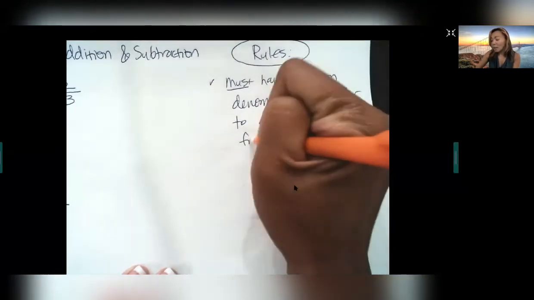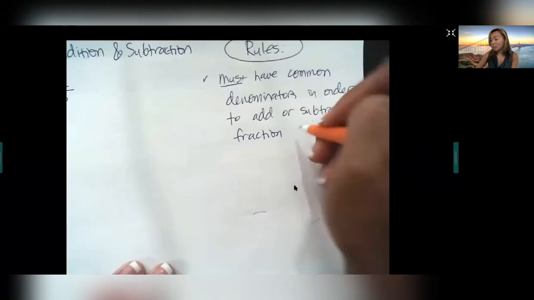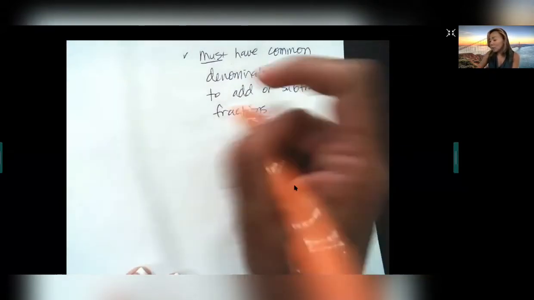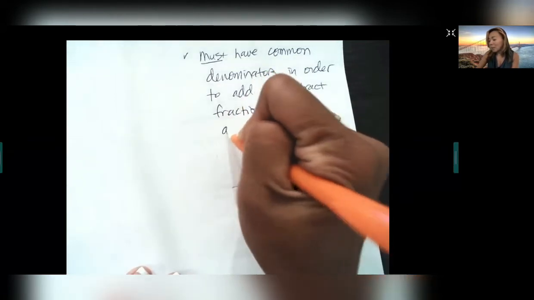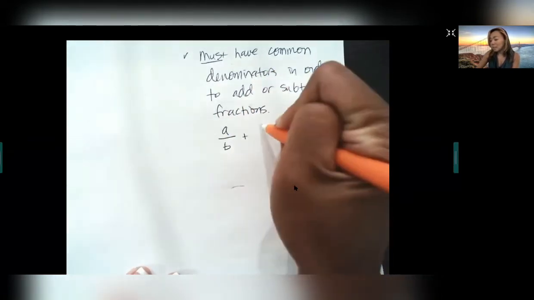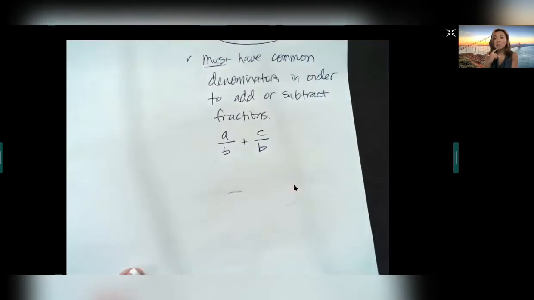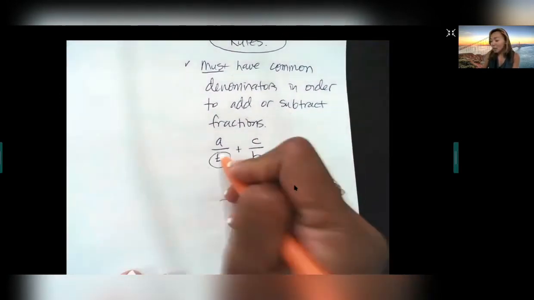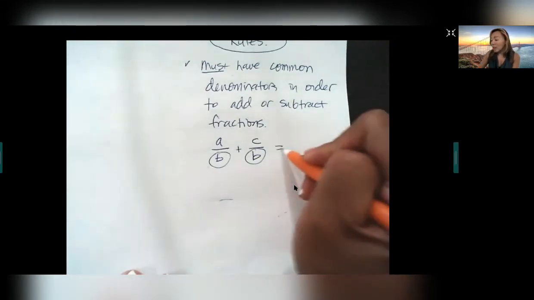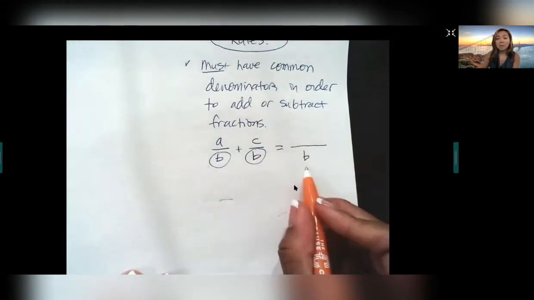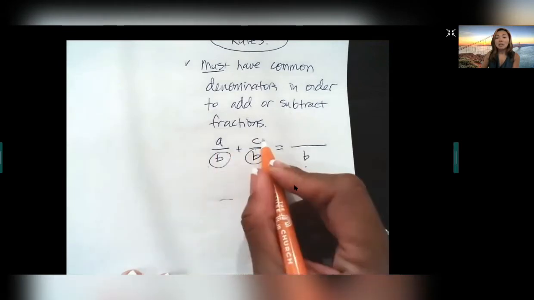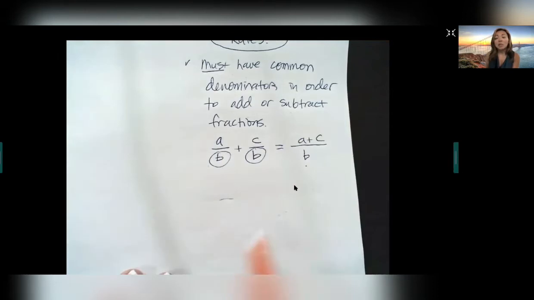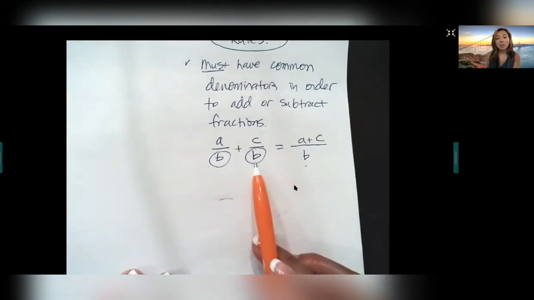If you do not have the same denominator, you cannot combine them. So I'm just going to write this in general. If I have A over B plus C over B, just using letters to represent random numbers, as long as the denominators are the same, then I keep the denominator the same, and then I can add or subtract the numerators. Here the numerator is A plus C. So I can combine them as long as the denominators are the same.